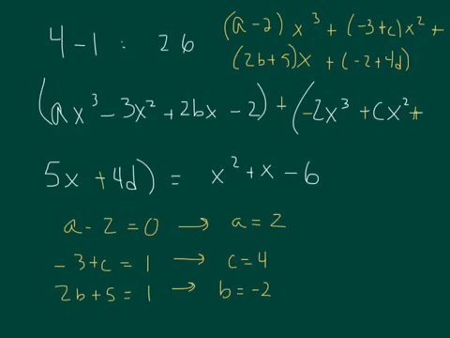And then finally the last step, negative 2 plus 4d is equal to negative 6. So we add the 2 over, giving us negative 4, so d is negative 1.